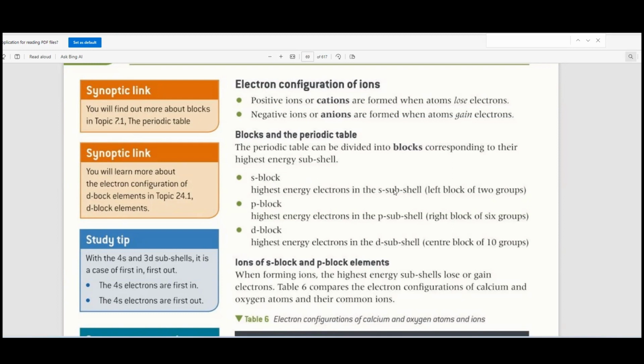Energy in the S subshell, left block of two groups. You know why it's left block of two groups, right? Because they have just one electron in group one in their outer shell and two electrons in group two. Wait, what does it mean, left block of two groups?